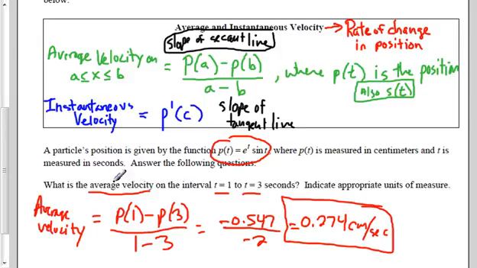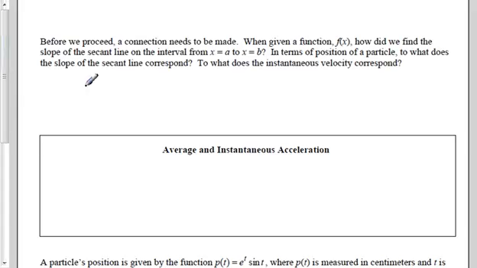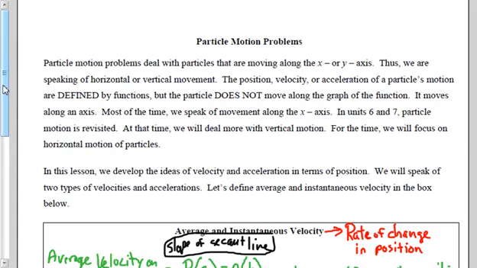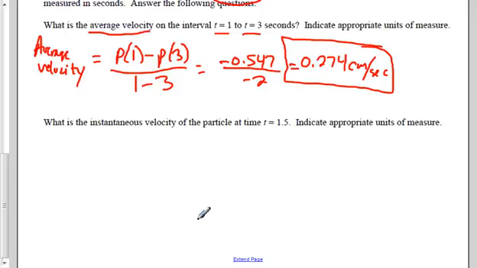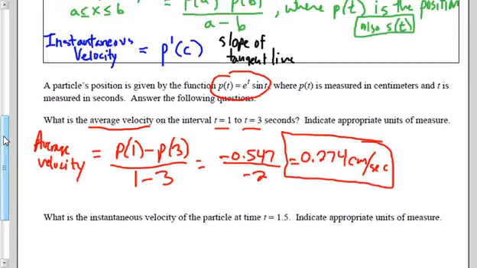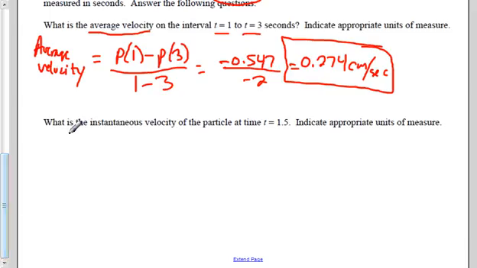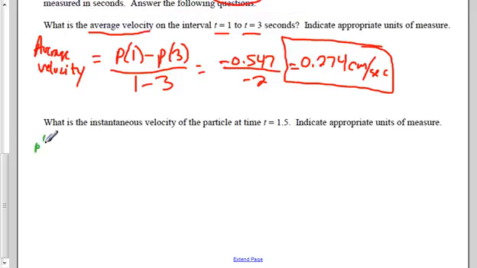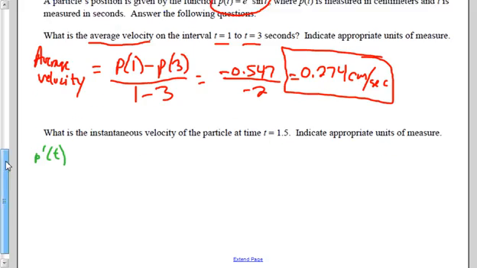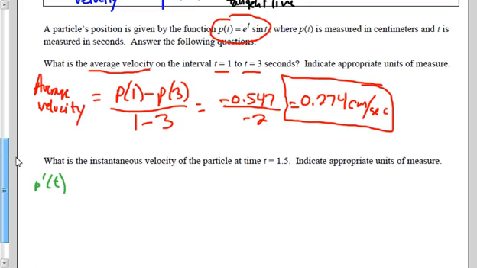All right, let's go to the next example where we're trying to find the instantaneous velocity. So I've got to slide this down, sorry. What is the instantaneous velocity of the particle at time t equals 1.5? Well, let's look up above. When we talk about instantaneous velocity, we are talking about slope of the tangent line. So in order to find slope of the tangent line, I have to take the derivative. And so we've got p prime of t, and there's our function right there.